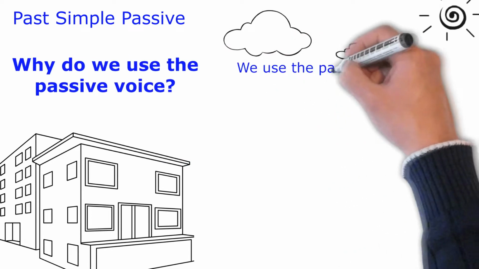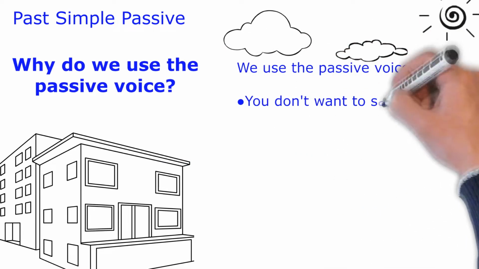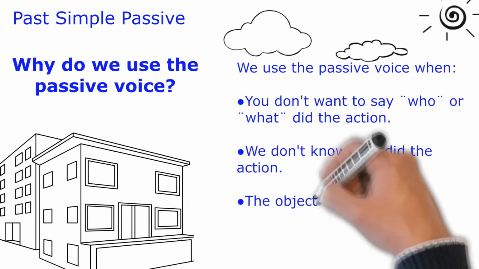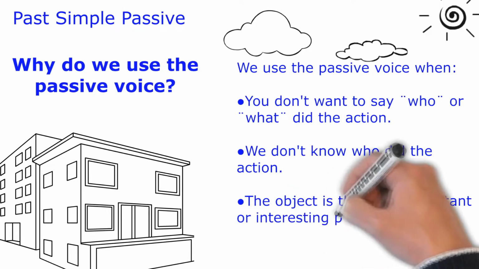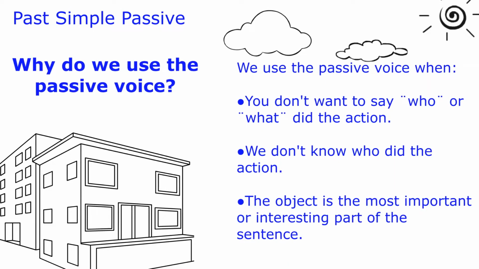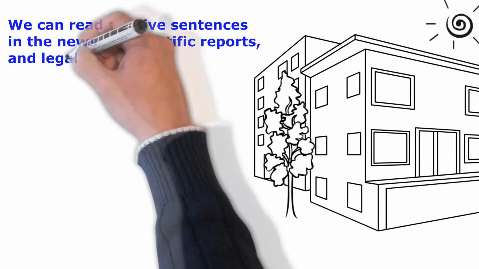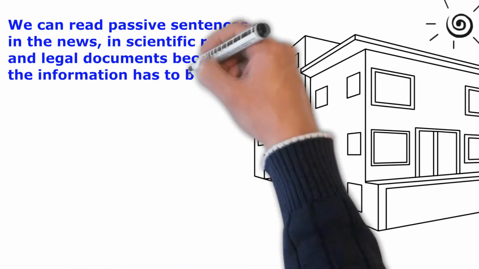We use the passive voice when you don't want to say who or what did the action. We don't know who did the action. The object is the most important or interesting part of the sentence. We can read passive sentences in the news, in scientific reports, and legal documents because the information has to be objective.